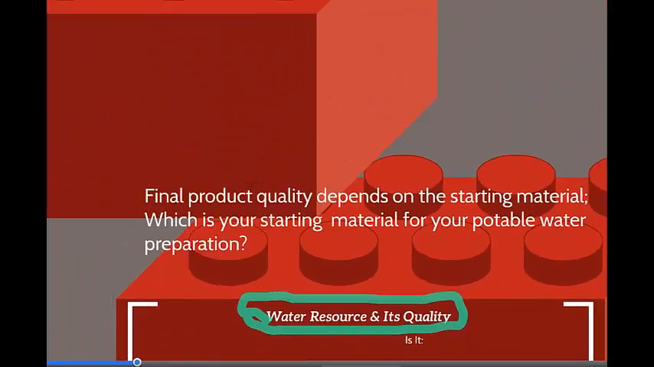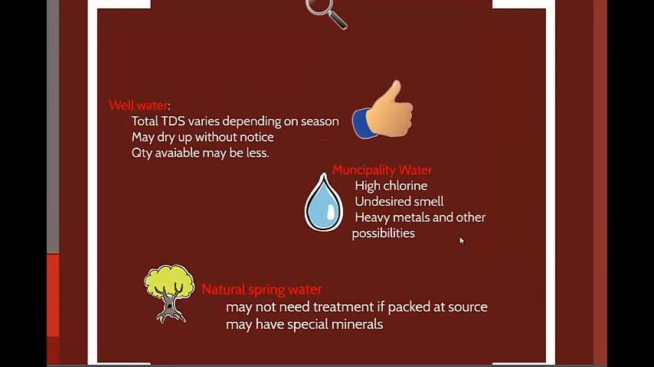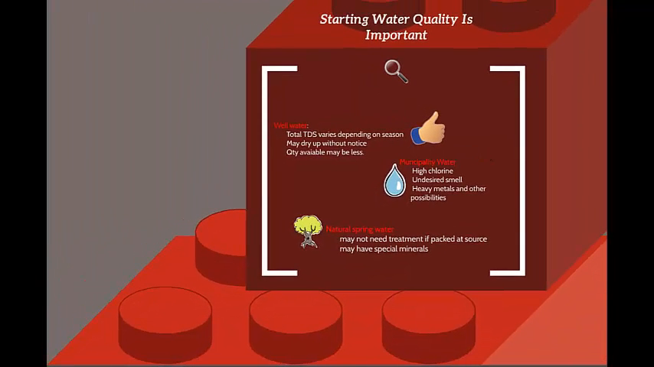Now let us see. Here I have put it in a better way. Starting water quality is important. Well water may have different TDS, total dissolved solids, which may vary from season to season. For example, in the rainy season it may be very good. When it is the dry or summer season and it dries up, the water quality may change, or it can even be vice versa, depending upon the soil conditions.